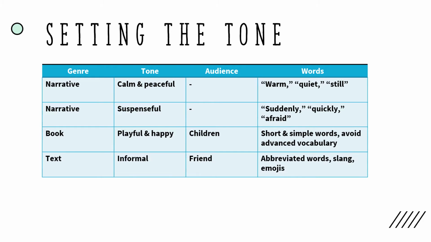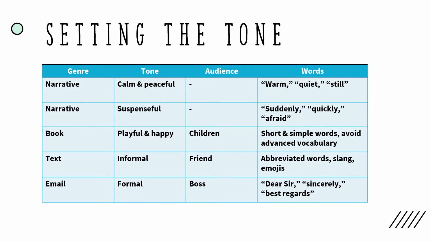A text to your friend might use informal language, including abbreviated words, slang, and even emojis, while an email to your boss would use more formal wording, such as "Dear Sir" for a salutation, or "Sincerely" or "Best regards" as closing lines. When drafting your essay, be sure to choose appropriate words that help set the overall voice and tone that you're aiming for.